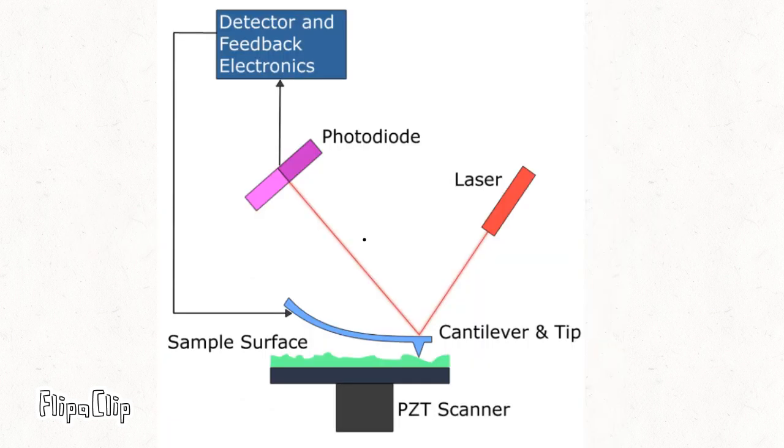In atomic force microscopes, the tip of the cantilever is contacted with the sample. When the cantilever moves for scanning the sample, the tip of the cantilever moves up and down, resulting in the deflection of the laser beam by cantilever, which is further detected by photodiodes. Based on the information of the photodiode, a high-resolution image of the surface is created.